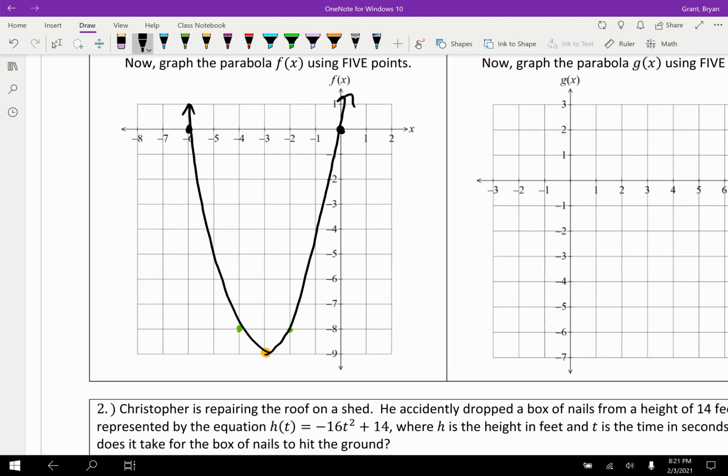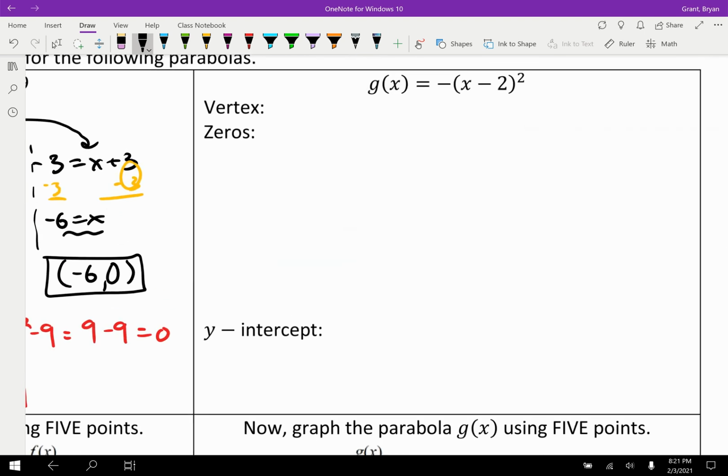Let's do the last one. Vertex. Oh, there's an invisible plus 0 there. Sneaky, sneaky. Our vertex looks like, oops, we'll do it like this. Opposite of h is 2, 0. Let's find the zeros. So we set 0 equal to negative, I'll put the invisible 1 that's there, times x minus 2 squared.